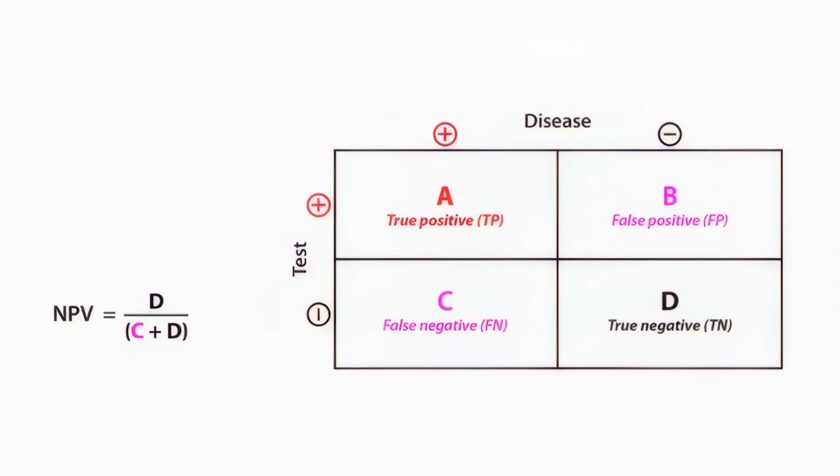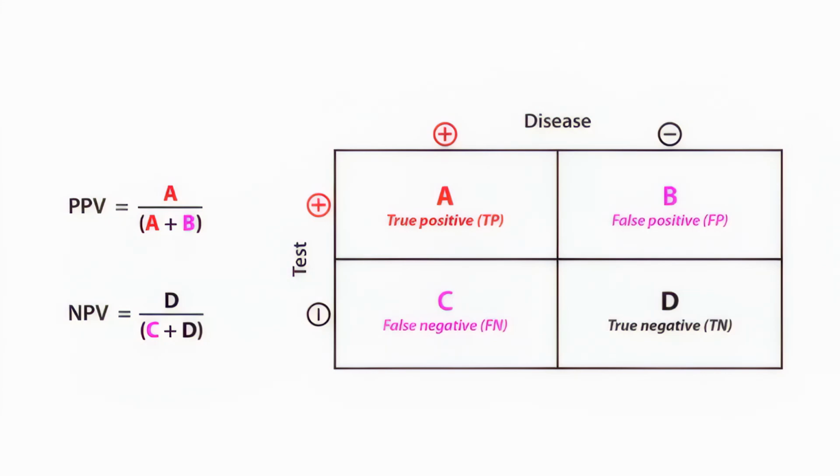Again, the name says it all, negative predictive value. So how well does a negative test result predict the absence of disease? It's the proportion of all the negative test results that are true negatives. So for positive and negative predictive values, you will be doing horizontal calculations in your 2x2 table.